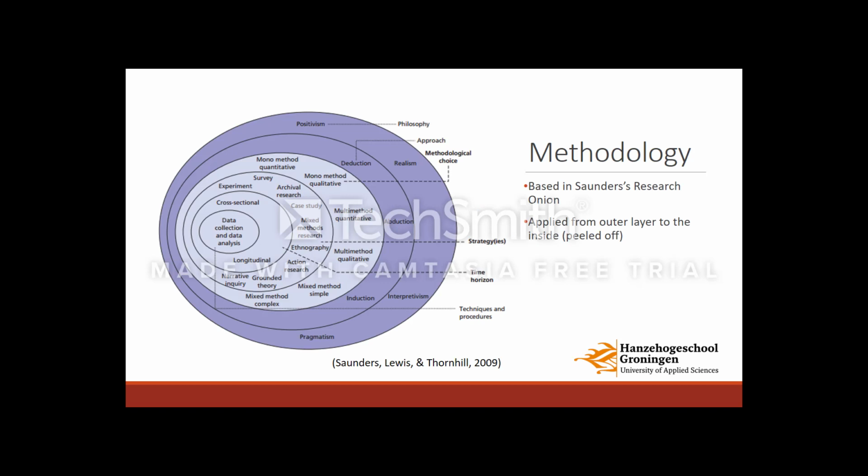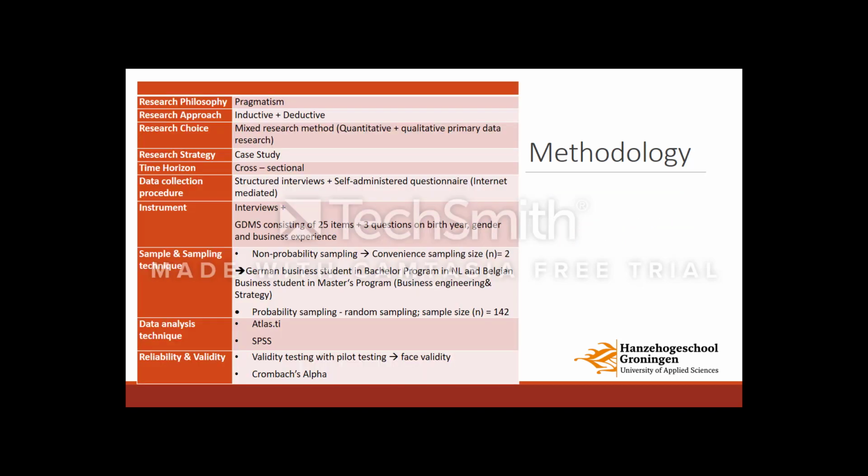Continuing with the methodology of this research, it is based on Saunders' research onion, which is applied from the outer layer to the inside, which means every layer is peeled off one after another. In this table, we can see the methodology applied to our research.